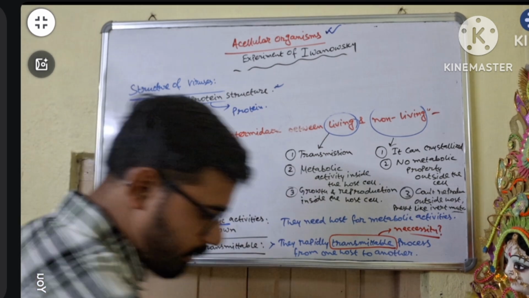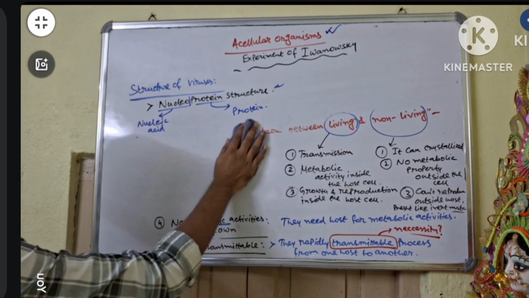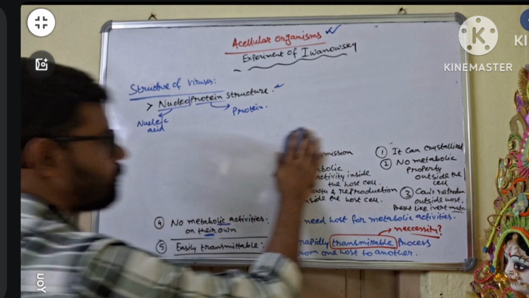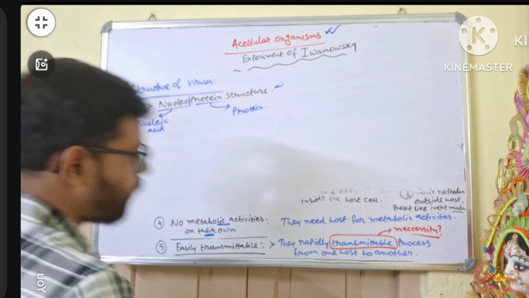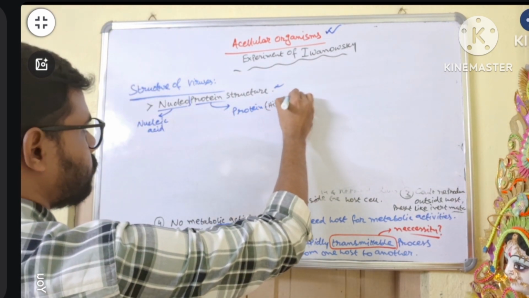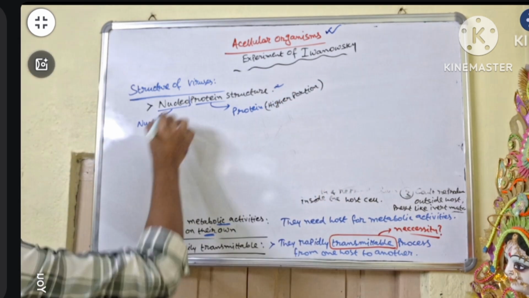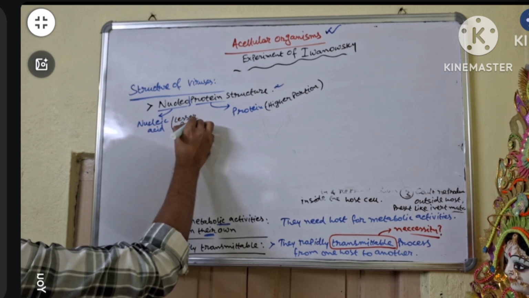And from the crystallization work, Stanley observed that the protein portion of the virus is much higher than the nucleic acid. Viruses generally contain a higher portion of protein and a lesser portion of nucleic acid.